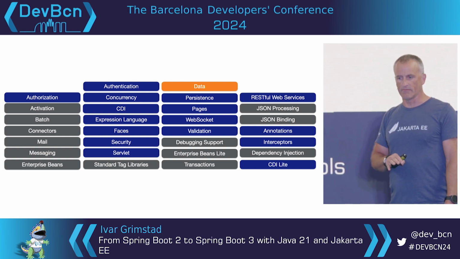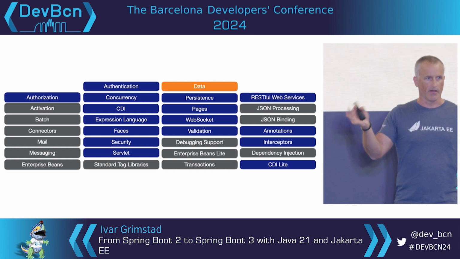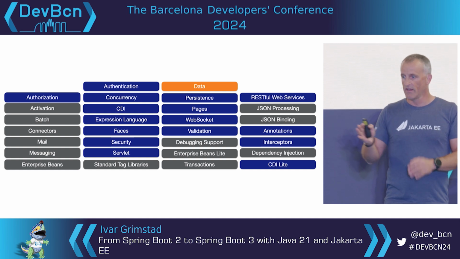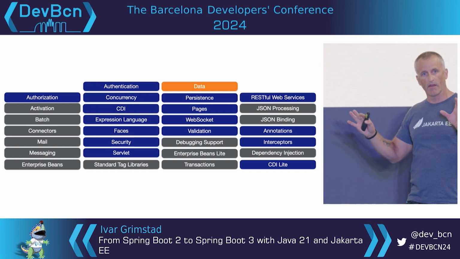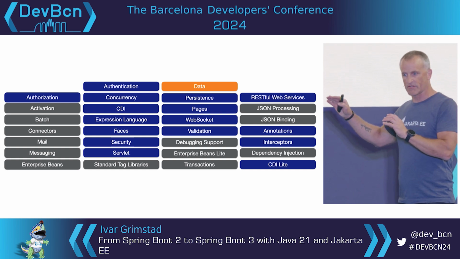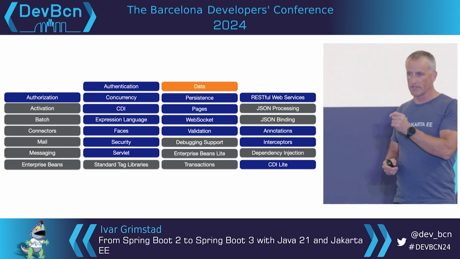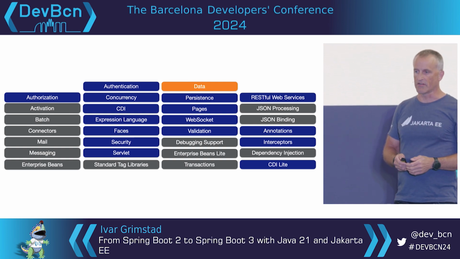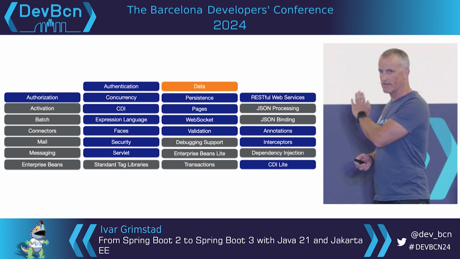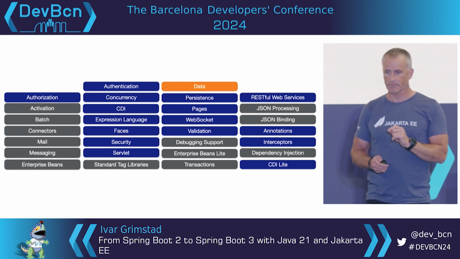All the blue ones are updated, so it's about the same number of specifications, a little lower than 10. And we have a new data specification. So it's kind of the same group of specifications. We remove one and add one. But this is how Jakarta EE 11 will look like. You may notice I haven't put version numbers on this.